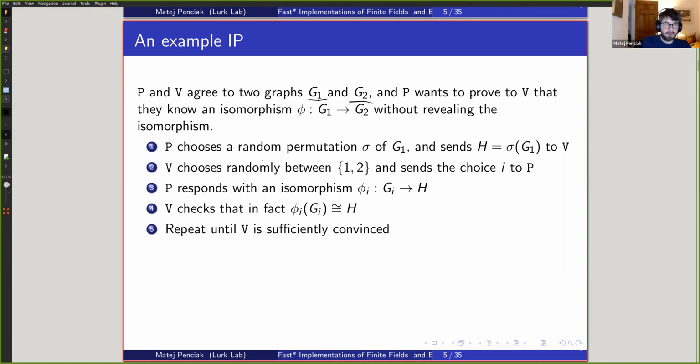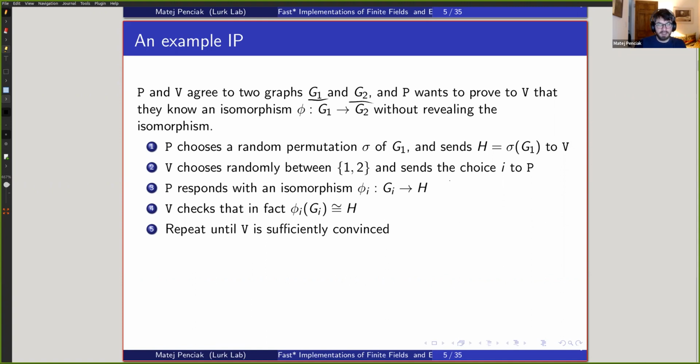So in the first step, the prover chooses a random permutation of G1 and sends that permuted matrix, or that permuted graph, to the verifier. And the verifier then chooses a random number, 1 or 2, and sends that choice to the prover. And now the prover will respond with an isomorphism phi_i from Gi to H. And so if the prover really did know that G1 and G2 were isomorphic, the prover should have no issue responding with this phi_i.